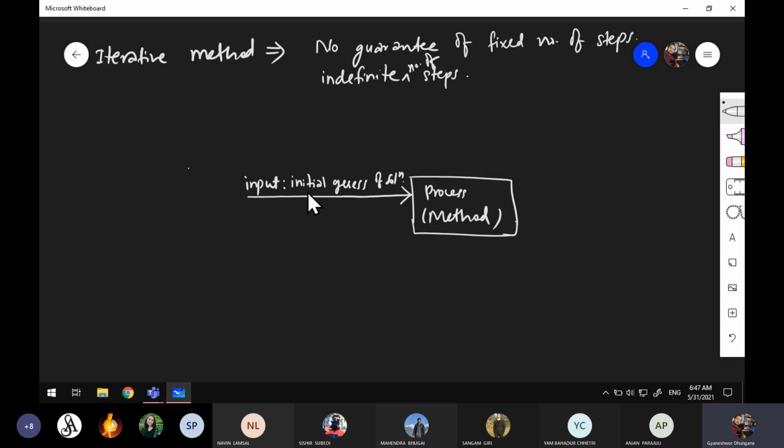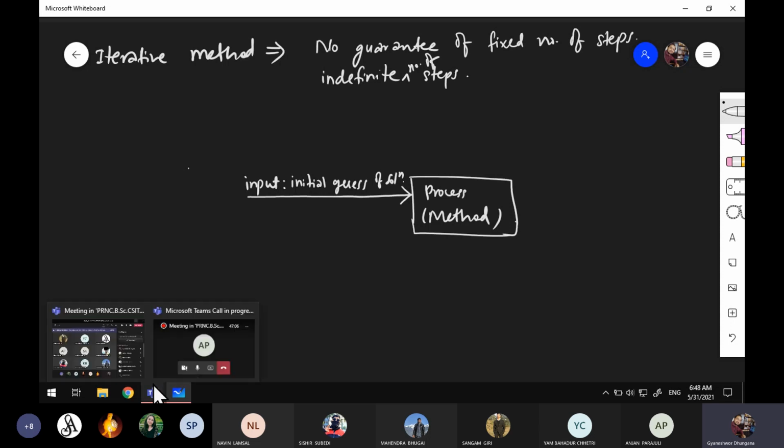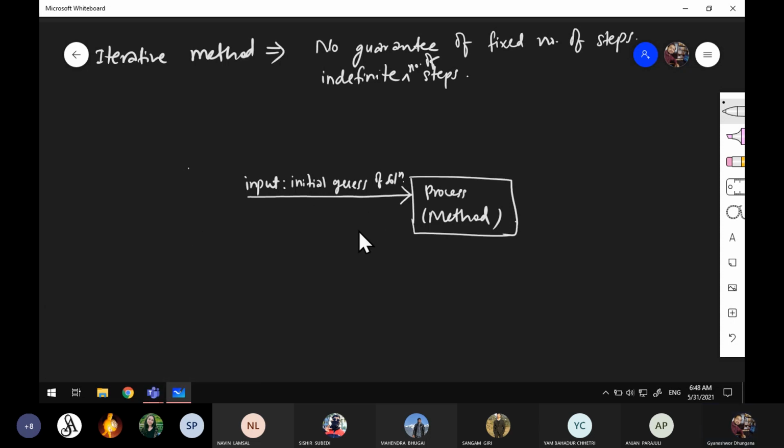What may be the final result? We will make an initial guess at the beginning, but if we make random guesses, then it may not give the precise or accurate result. So the initial guess also must be as close as possible to the actual result. So making an initial guess is also a very important thing in iterative methods.